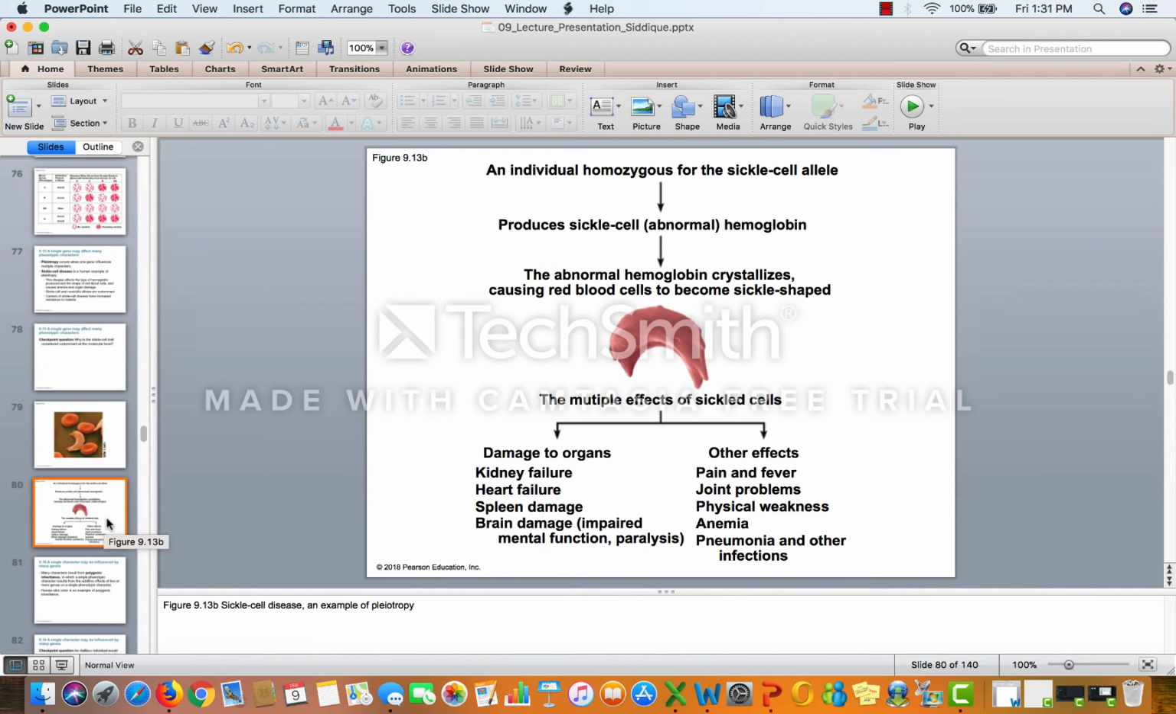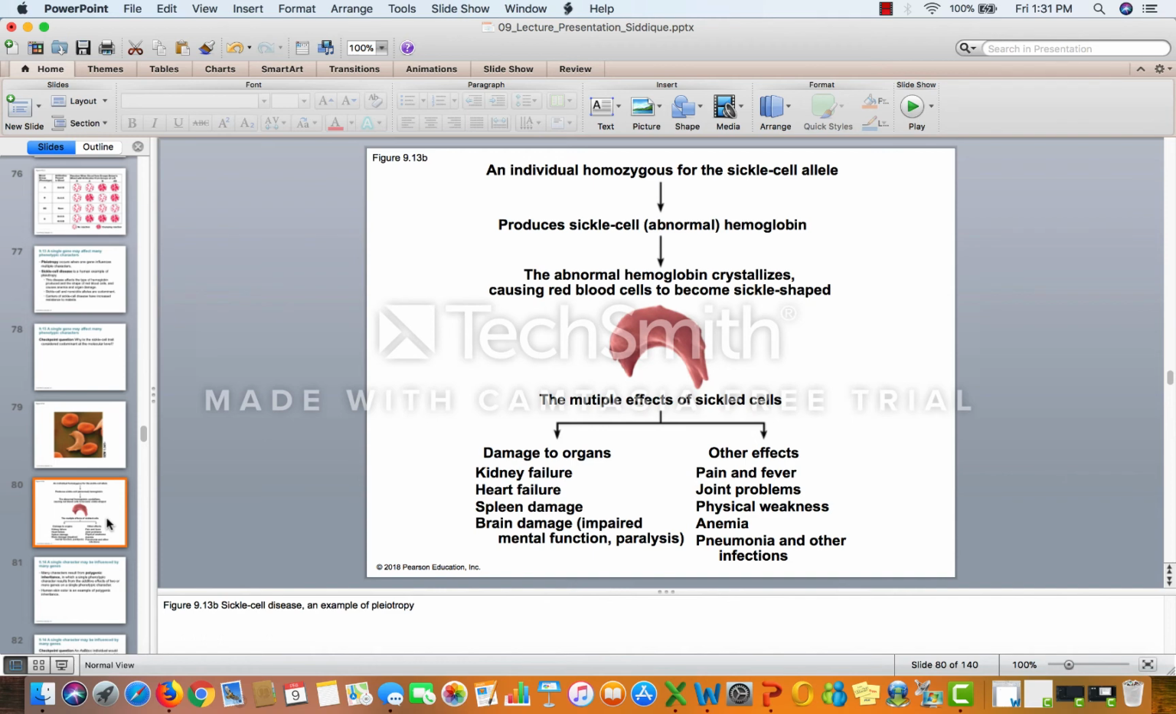All right. So you've got a kid. That person's homozygous for sickle cell. He produces an abnormal hemoglobin, sickle cell hemoglobin. The abnormal hemoglobin crystallizes. It causes red blood cells to become sickle-shaped. A couple of things can happen: pain, fever, joint problems, physical weakness, anemia. We talked about those because you become hypoxic, right? You could have pneumonia and other infectious diseases as well.